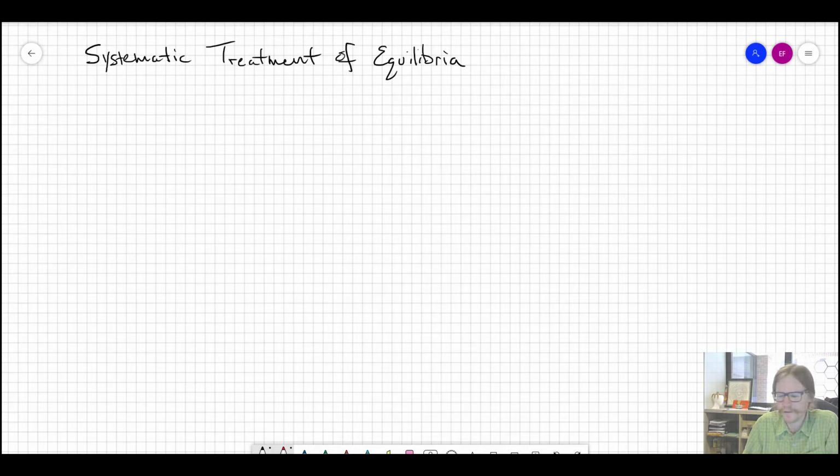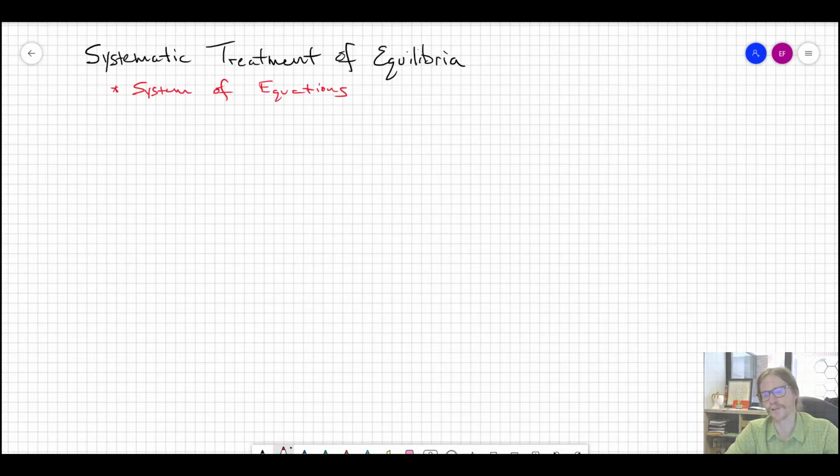And so if we have got lots of equilibria and we want a method by which we can proceed from simplicity to complexity, that's what systematic treatment of equilibria is. And that's what the name implies, right? It's a systematic approach to solving the complex equilibrium system.